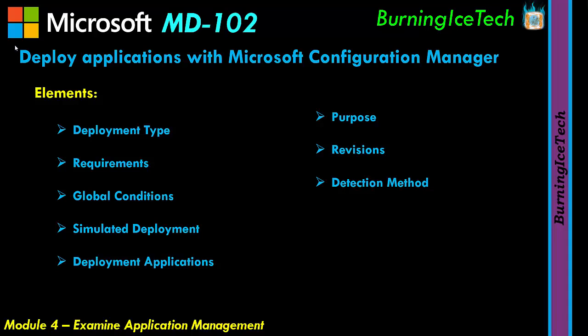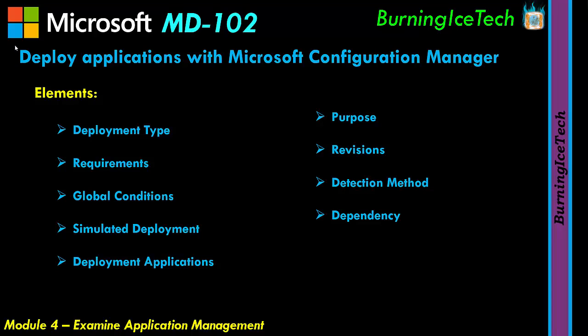Next on the list is dependency. Dependencies define one or more deployment types from another application that the client must install before it installs this deployment type. This is very often helpful in more complex application installations, guys.